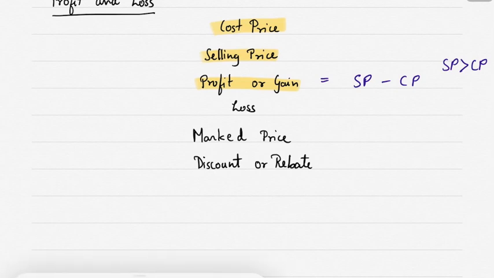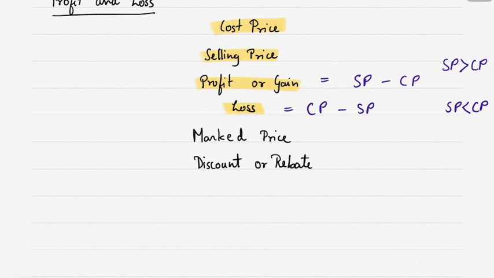Okay. What is loss? If selling price is less than cost price, the difference is loss, right? So if selling price is less than cost price, then it will be a loss. So cost price minus selling price is loss.